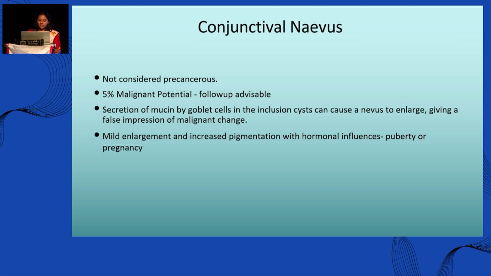Secretion of mucin by the goblet cells in these inclusion cysts can cause a nevus to enlarge, and it can give a false impression of a malignant change. So you have to be aware of that. Mild enlargement and increased pigmentation can also happen with hormonal influences such as during puberty or pregnancy.